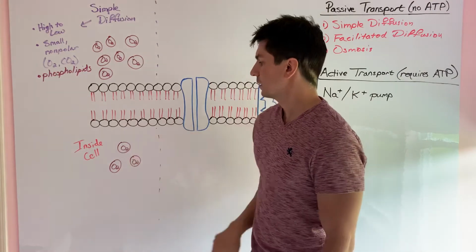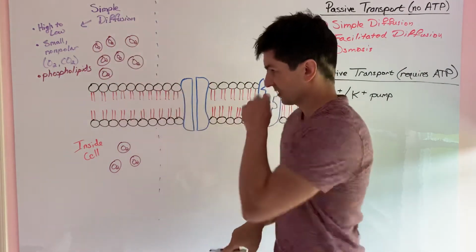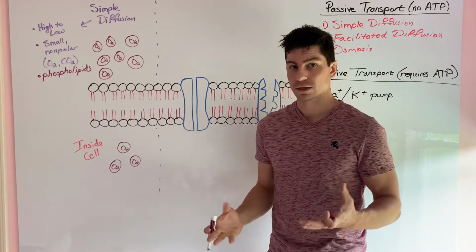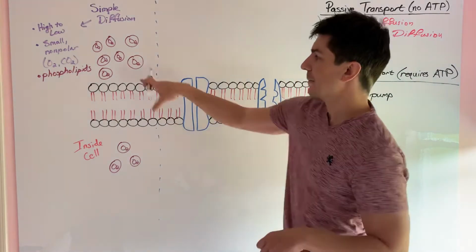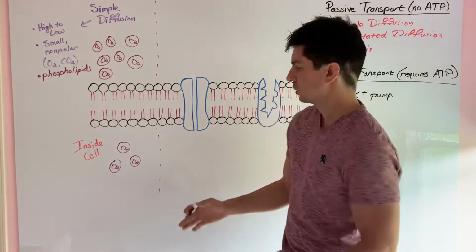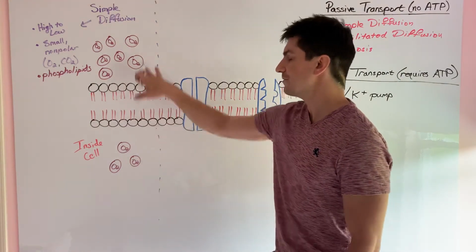1, 2, 3 inside the cell. 1, 2, 3, 4, 5, 6, 7. So I have 10 molecules of oxygen altogether. We want the same amount on each side. So if you do 10 divided by 2, you get 5. I have 3 on this side. I have 7 on this side. I need 5 to be on each side.